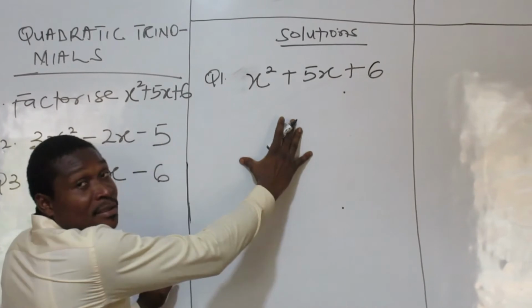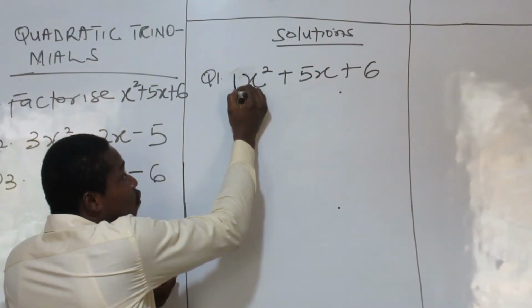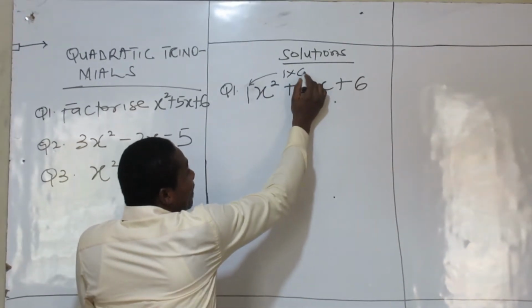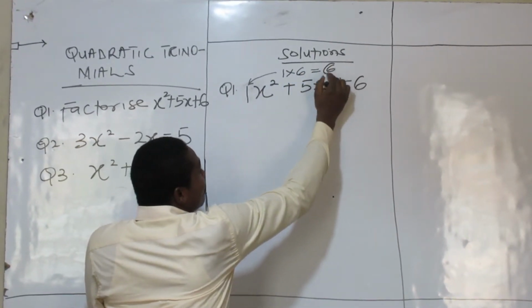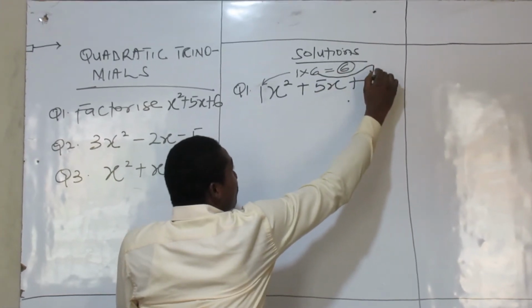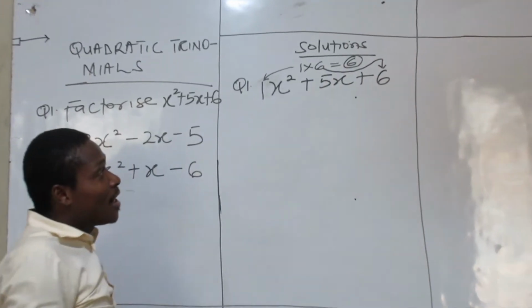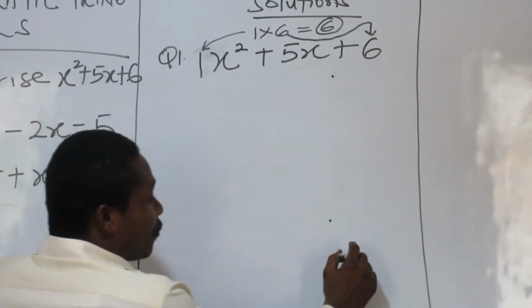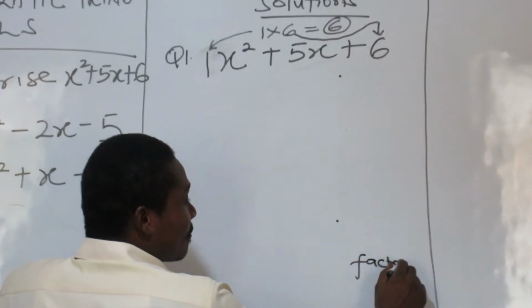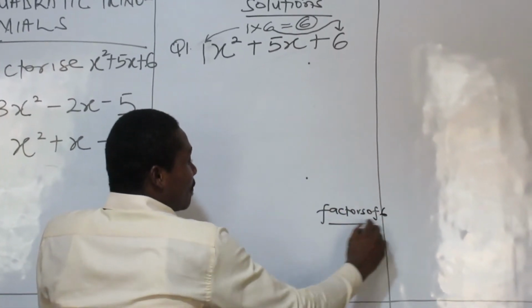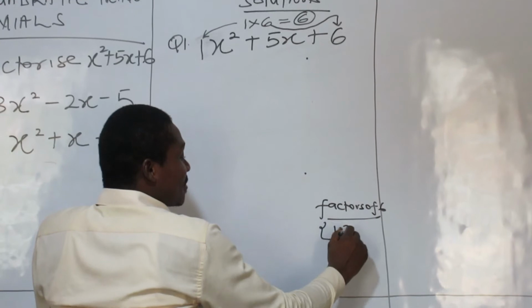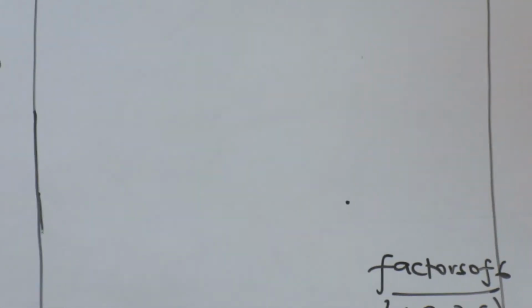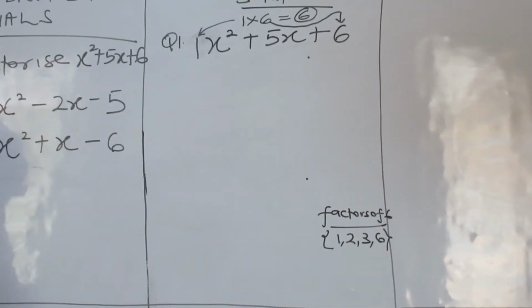Good. Now, the coefficient here is 1. So, look at what I do. I multiply the numbers at the edges. As you can see, I have 1 times 6, that is 6. It means I have to look for the factors of 6. Now, when we say factors, the numbers that can go into 6 without leaving a remainder, that is a factor.